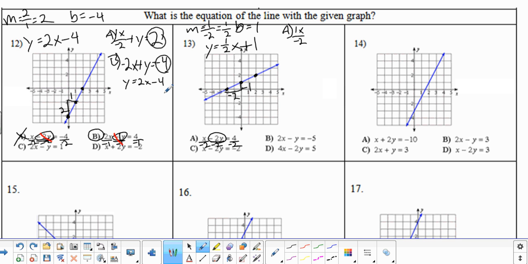-2 over -2. Hold on just a second, my pen seems to have messed up. -2 divided by -2 is +1, so that's plus y, equals 4 divided by -2 is -2. So once again, look at this, this is my y-intercept. -2 is not correct, so I know that choice A is wrong.